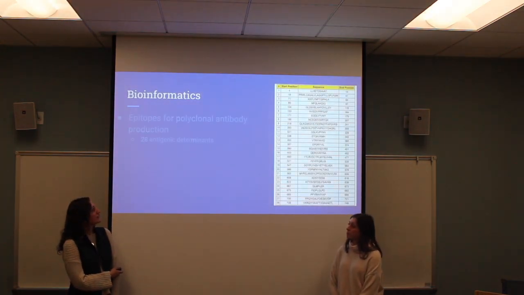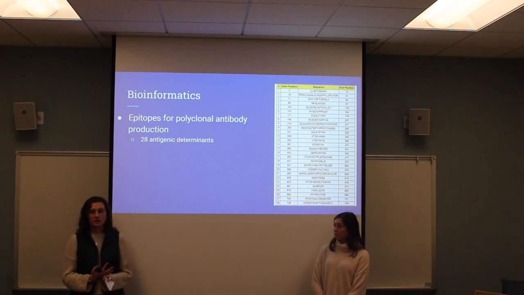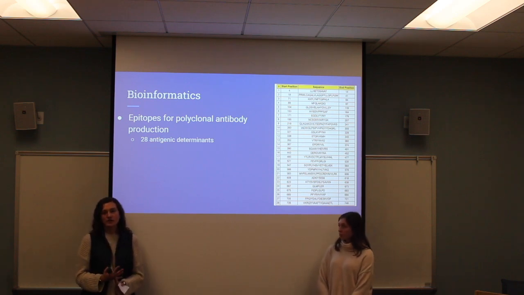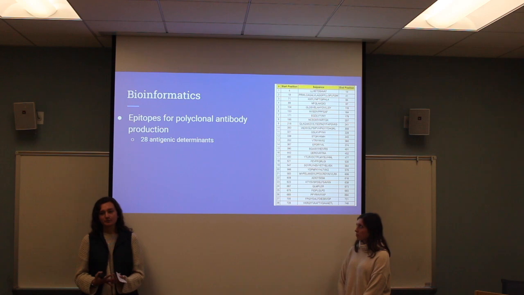Okay, and then the last part of our presentation goes into the bioinformatics that we looked at. We specifically looked at predicting antigenic peptides for the AMY1 gene, so we wanted to relate our paper to the bioinformatics portion. We looked at epitopes for polyclonal antibody production, and polyclonal antibodies are essentially a collection of many immunoglobulins that target different epitopes or binding sites for a single antigen.